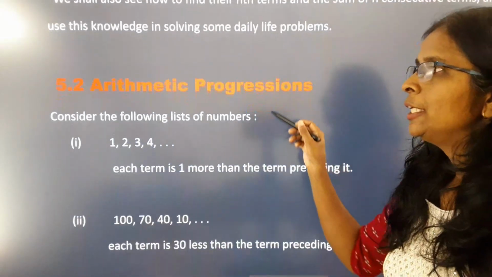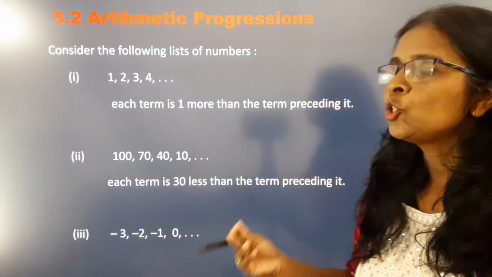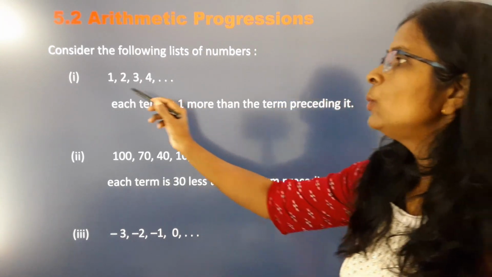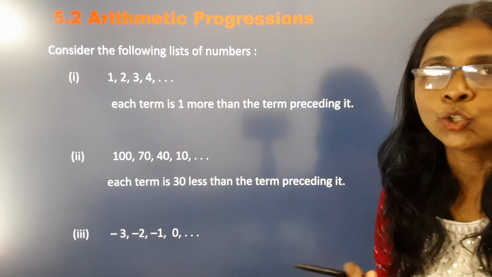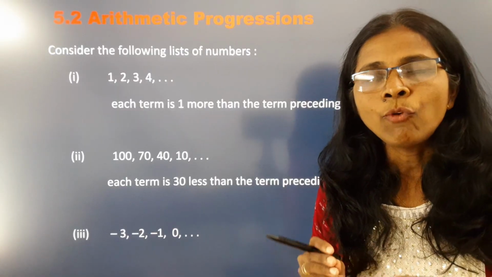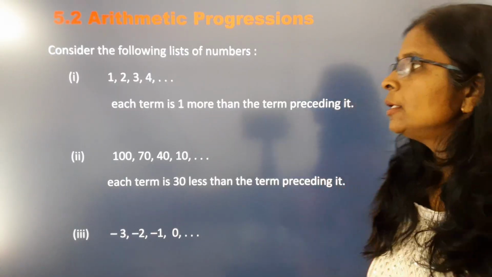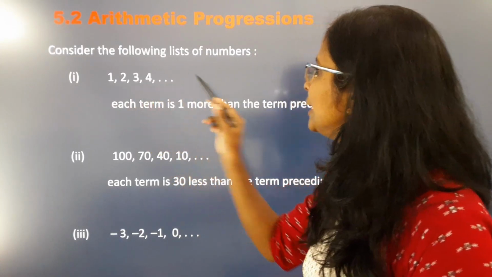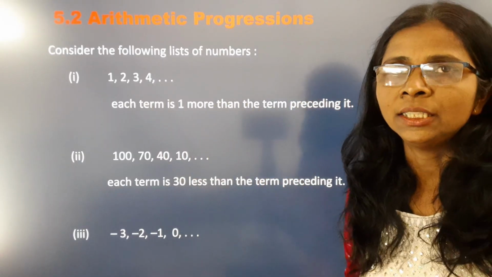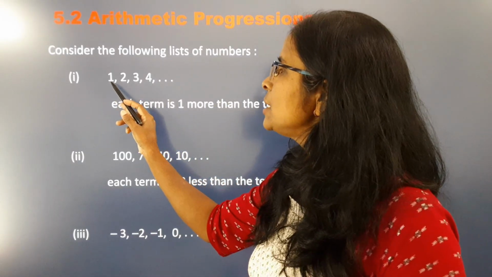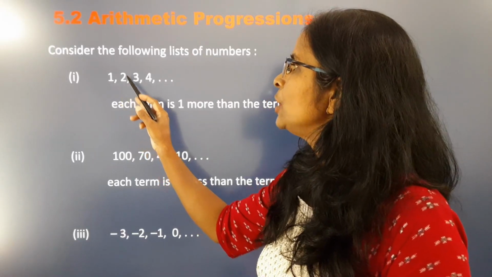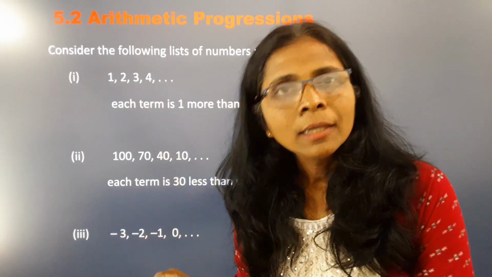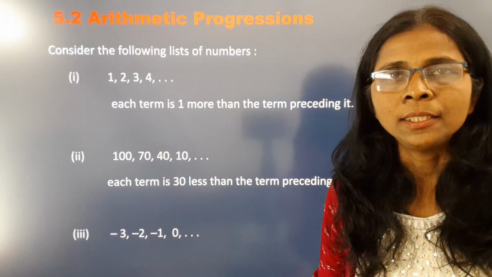Now here there are lists of numbers, and some examples are given. The first example is 1, 2, 3, 4. This is a list of numbers, but what is the specific pattern here? The specific pattern is that each term is one more than the term preceding it. See, the preceding number is 1. If you add 1 here, we get the succeeding number. 2 plus 1 gives another term, that is the succeeding term.